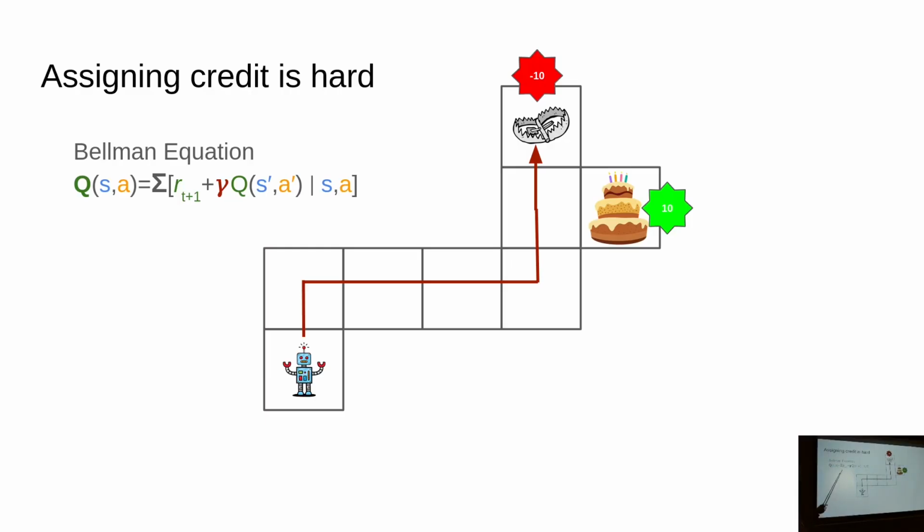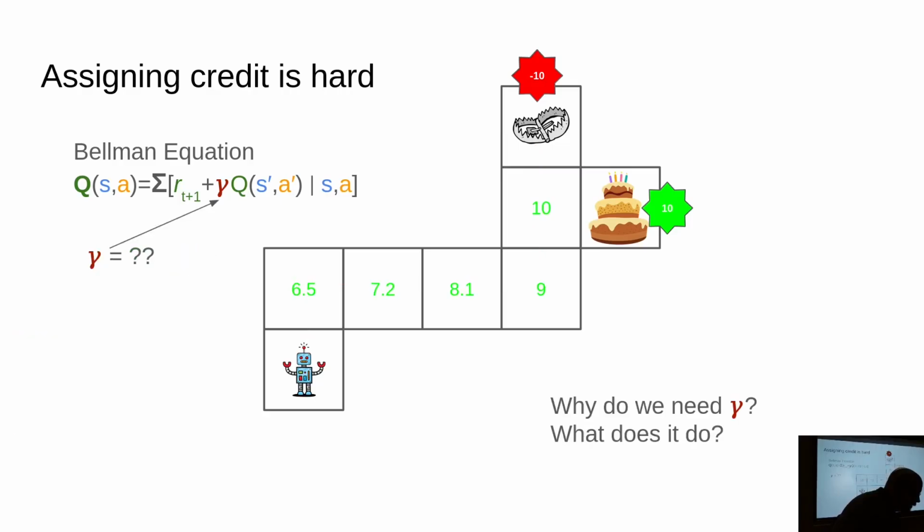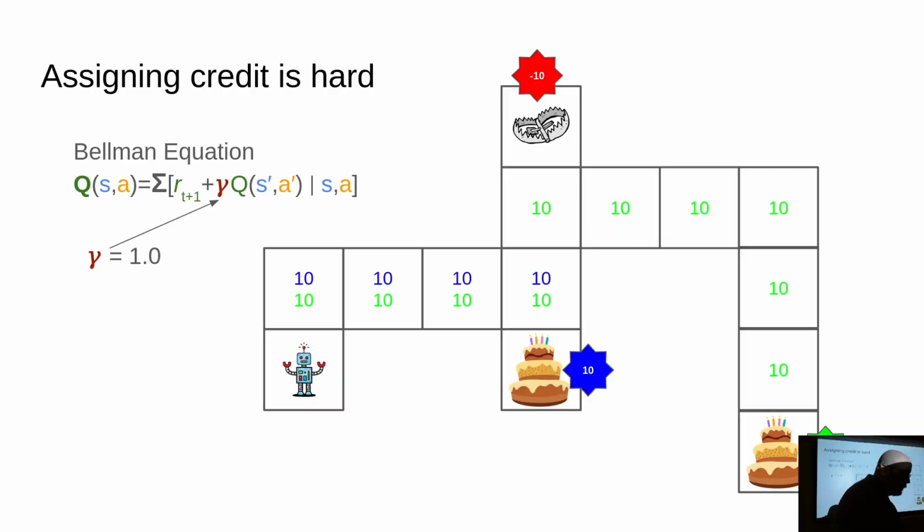What it's saying is the value of the state action combo that you formed here is equal to the value earned for the whole trajectory, discounted based off of how far back it is. So, value of a state given an action is equal to the sum of all rewards in cumulative future states multiplied by a decaying factor. The decaying factor is gamma. Why do we need gamma here? What is it actually doing? Well, whenever you have that question, set it to 1.